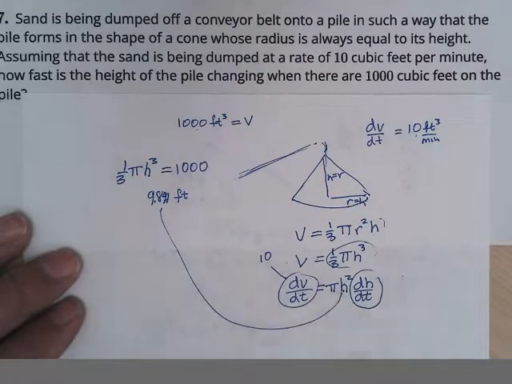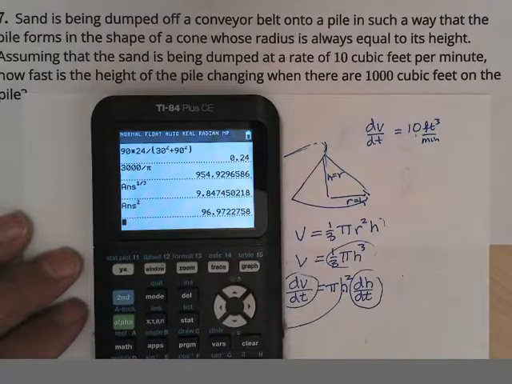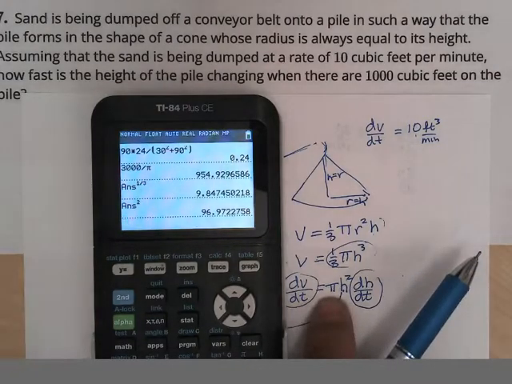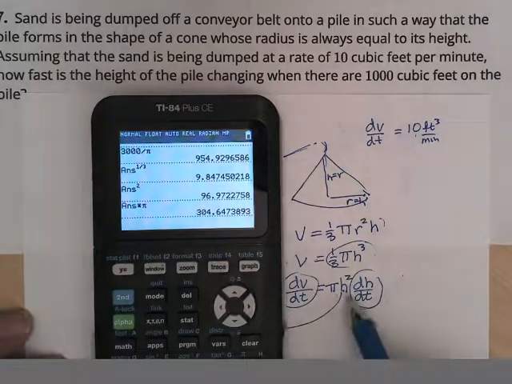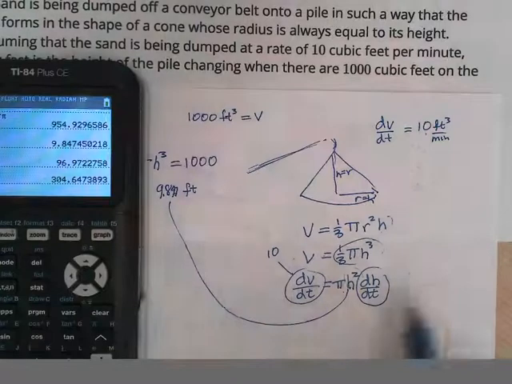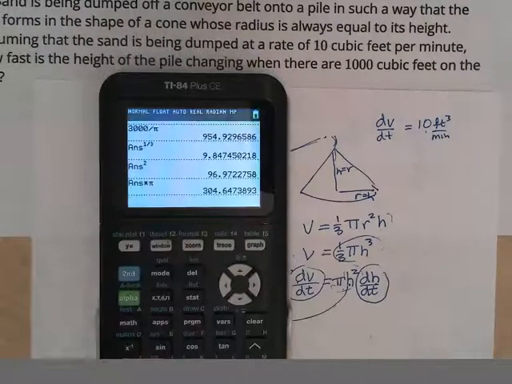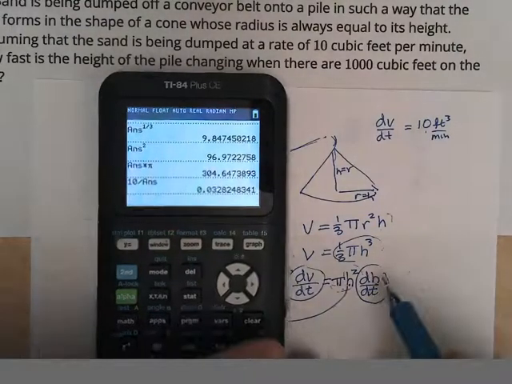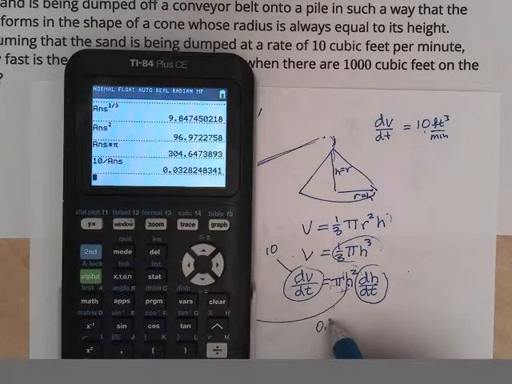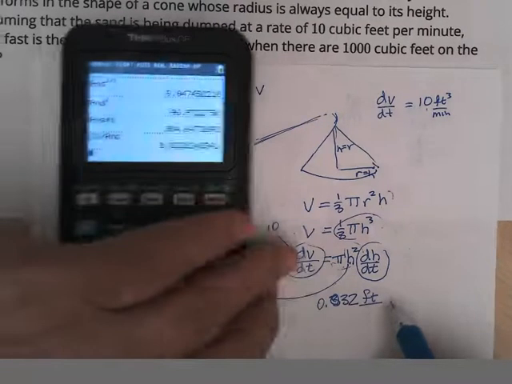So I've used that in for my h, square it, take it times pi. That's this number, and dV/dt is 10, so I take 10 divided by that answer, and I get that the height is changing at 0.3032 feet per minute.